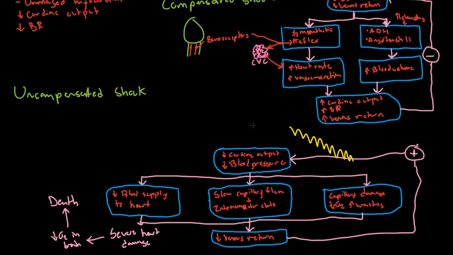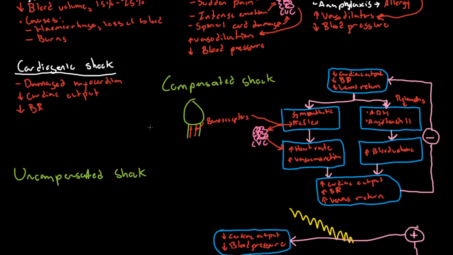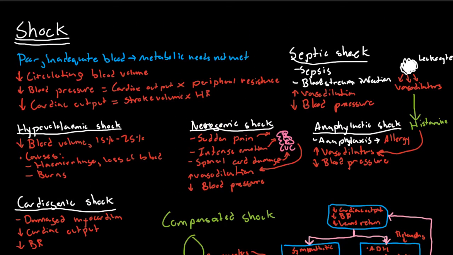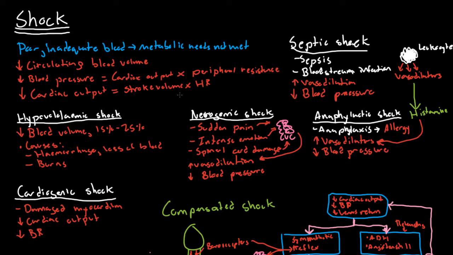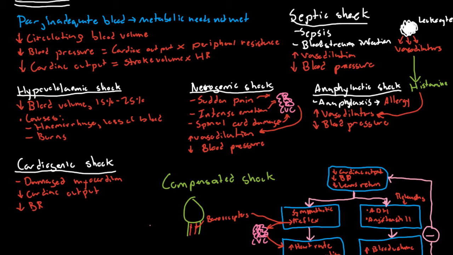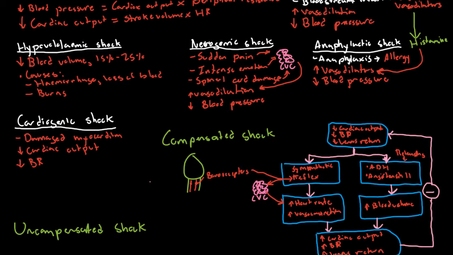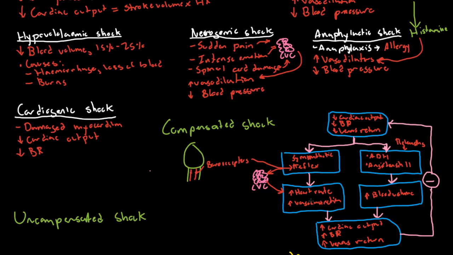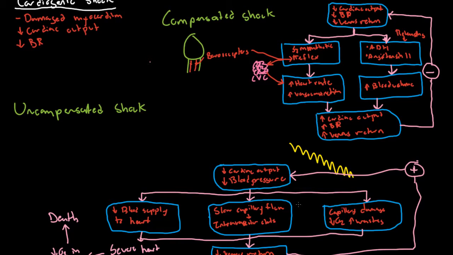So to summarize, we actually have a few different main types of shock, and those are hypovolemic shock, cardiogenic shock, neurogenic shock, septic shock, and anaphylactic shock. And basically, shock happens when we don't have enough blood going to our cells because of the circulatory system, and that's due to poor amounts of blood volume circulating, blood pressure being decreased, or cardiac output being decreased. And sometimes the body can negate these effects and compensate for it, but other times it can't, and that's when we have more severe effects.